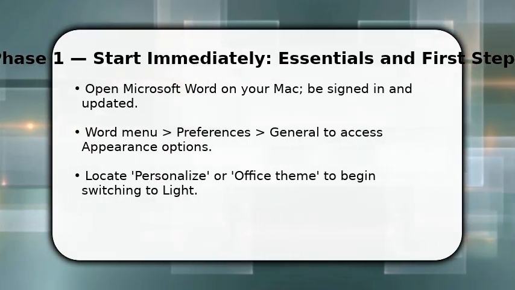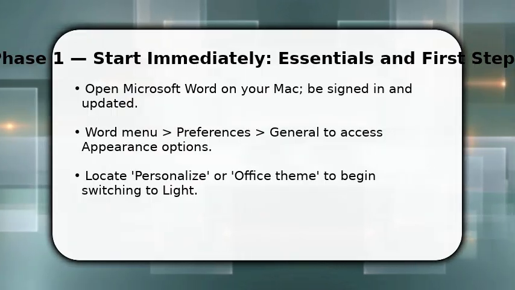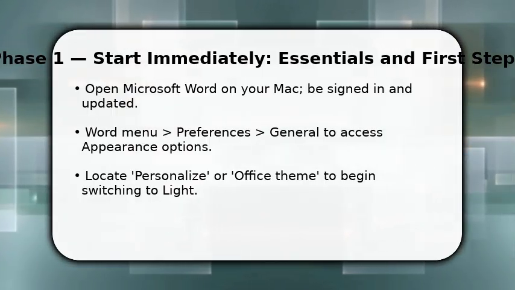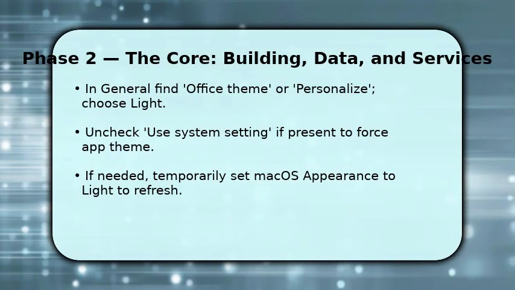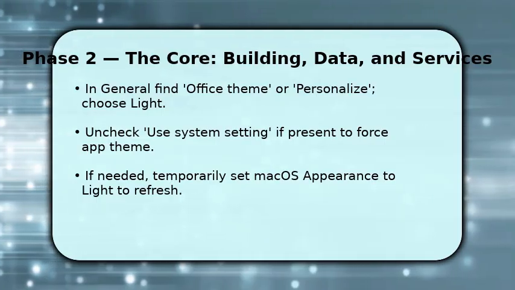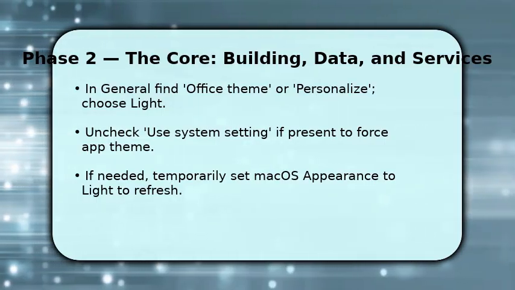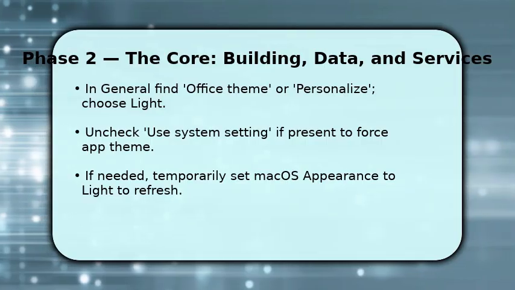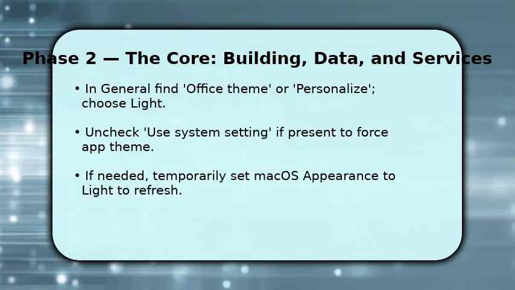Look for Personalize or Appearance and prepare to switch to Light. Now you will change the actual display setting inside Word. In General, locate Office Theme or Personalize and choose Light. Some versions show you System Setting, uncheck it. If your Word has an Appearance button, select Light or White background.